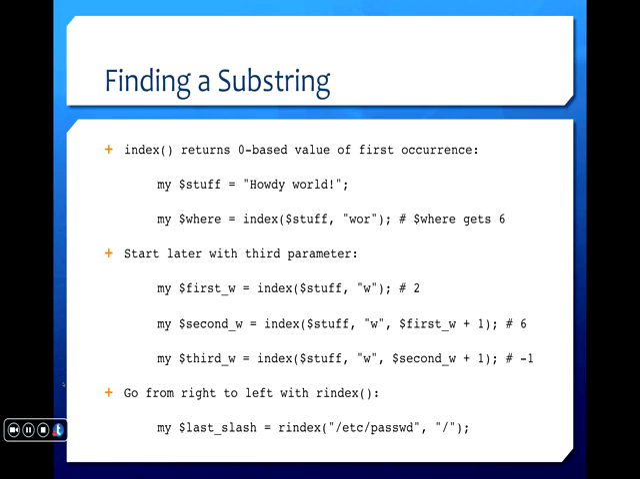The last one here, instead of using index, is another function named rindex, reverse index. So it's going to start from right to left. Here I am searching for the slash inside a string that has slash etc slash password. It's going to start from the letter D at the end of the string and continue until it finds a slash. The value returned is the location, and in this case it's location 4, again with 0 based indexing.